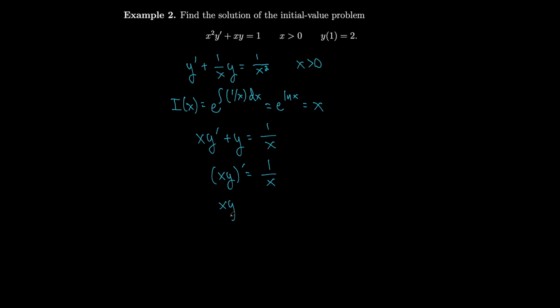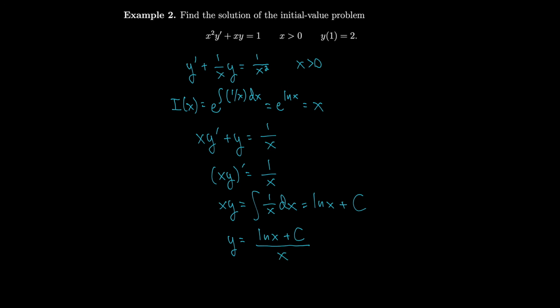We get x times y, because it gets rid of our derivative, is equal to the integral of 1 over x dx. And that's equal to ln of x plus c. Again, no need for the absolute value because x is positive. So now we can divide both sides by x to get y by itself. We get that y is equal to ln of x plus c, over x.